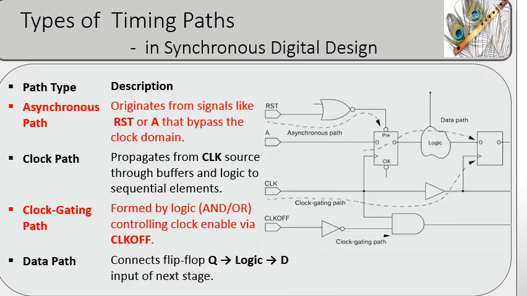The images shown represent the major timing paths encountered in a logic design. Clock gating paths use logic gates to control clock-enable signals for reducing power consumption. These gated clock paths must be verified carefully to avoid glitches and incorrect clock operation. Asynchronous paths originate from signals such as reset or preset that bypass normal clock synchronization. The clock path distributes the clock signal to all sequential elements and directly affects synchronization and clock skew.